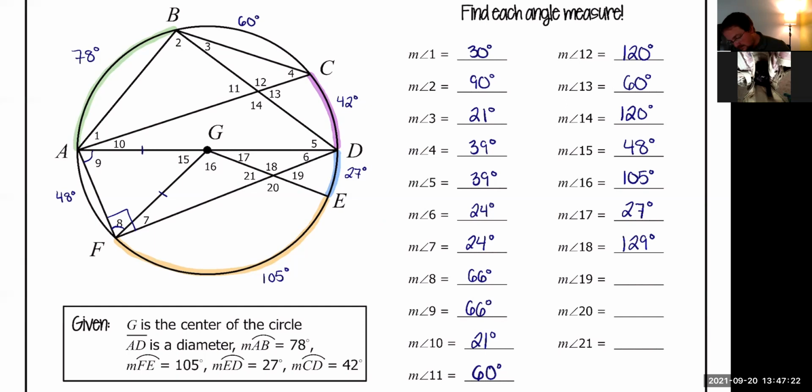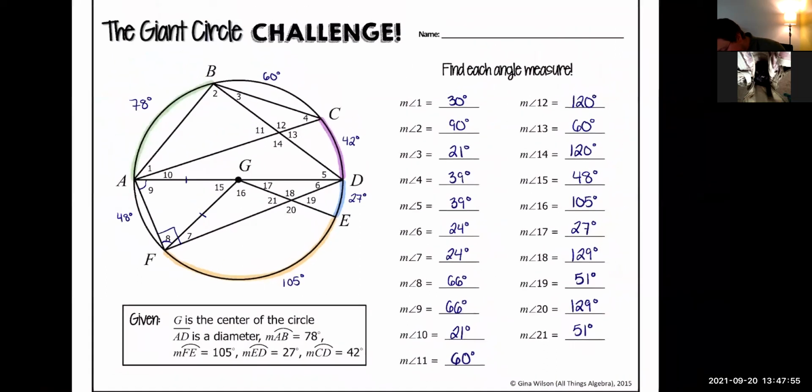And 20 is vertical from 18. So it's the same. 20 and 18 are vertical, so it's also 129 degrees. So now I just need to find either 19 or 21 because they are vertical as well. So I'm actually going to go back to 18. 18 and 19 are a linear pair, therefore supplementary, therefore should equal 180. Take 129 from that 180, we get 51. 21 should be the same as well because they are vertical angles.